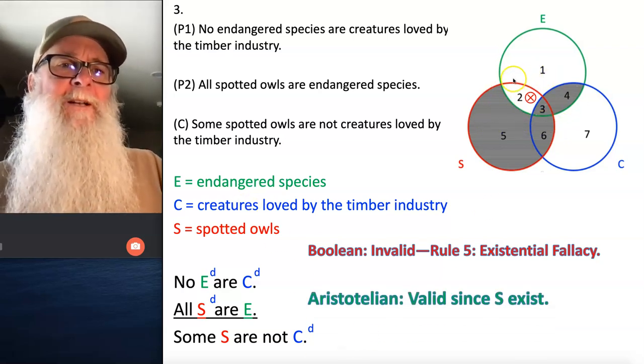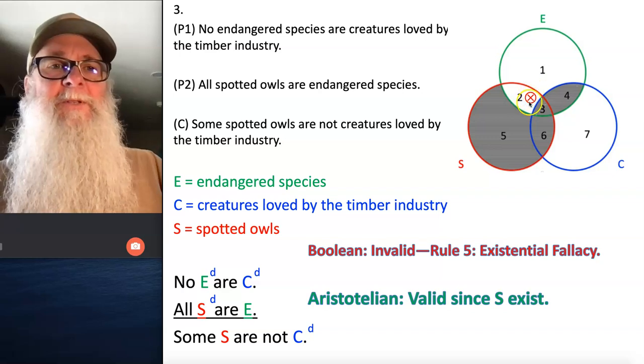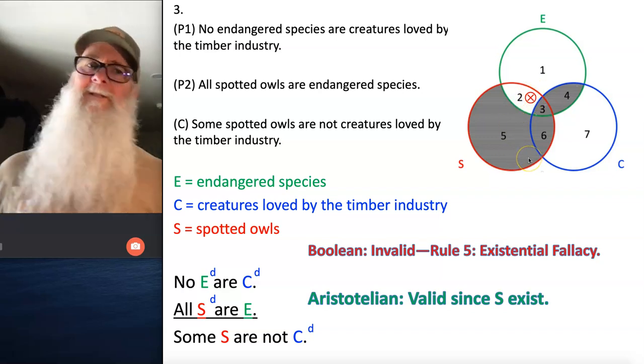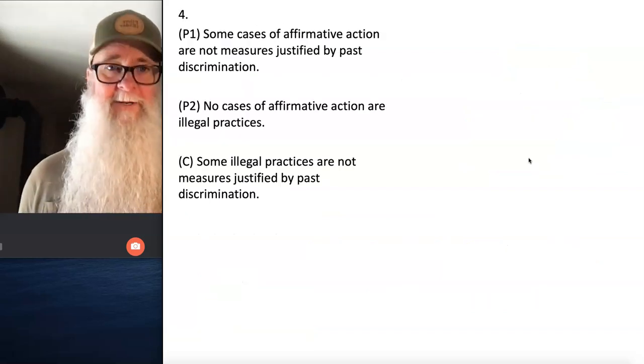You can see this also reflected in our Venn diagram, where we have area 2 as the only area left where any S's could exist. So we get to mark an X with a circle around it right there. That circle says, okay, there's something here as long as this thing exists in reality.